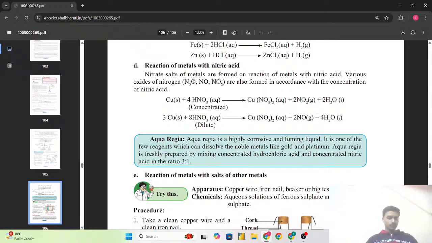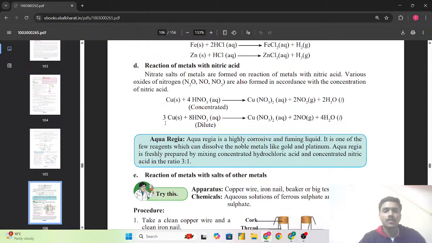And when metals are reacted with nitric acid, various oxides of nitrogen, N2O, NO, NO2 are formed in accordance with the concentration of the nitric acid. So here the reaction is given: copper, which is in solid form, if we react it with concentrated nitric acid, that is HNO3, then copper nitrate, that is Cu(NO3)2, aqueous solution is formed, and nitric oxide gas is released, and here H2O, that is water, is formed.